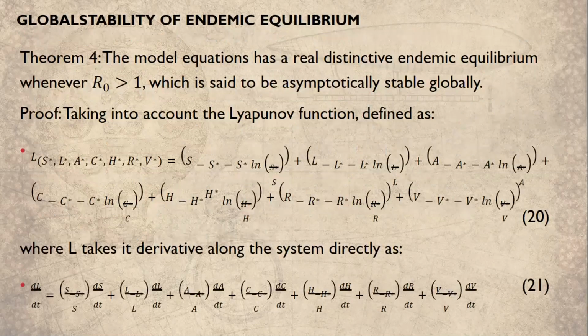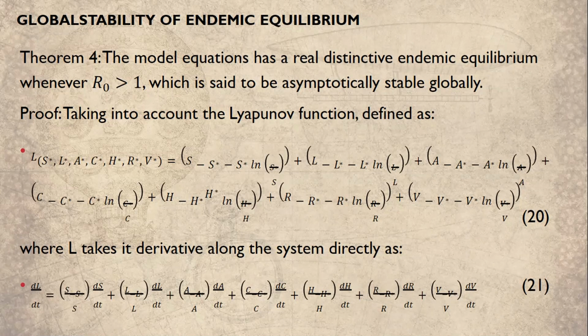The global stability of the endemic equilibrium. We are going to make use of the Lyapunov function to check for the stability at the endemic equilibrium. And the Lyapunov function is stated as L of S, L, A, C star, A star, R star, and V star, which is S minus S star minus S star ln S over S star plus L minus L star minus L star ln L over L star plus A minus A star minus A star ln A over A star.